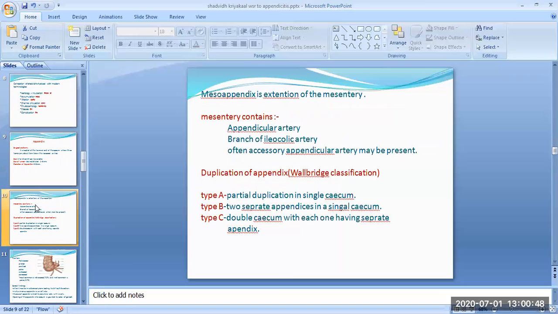Mesoappendix is the extension of the mesentery. The mesentery contains the appendicular artery, a branch of the iliocolic artery, and an accessory appendicular artery may often be present. Duplication of the appendix: classification type A, partial duplication in a single cecum, type B, type C.